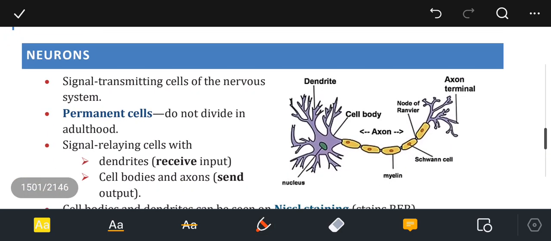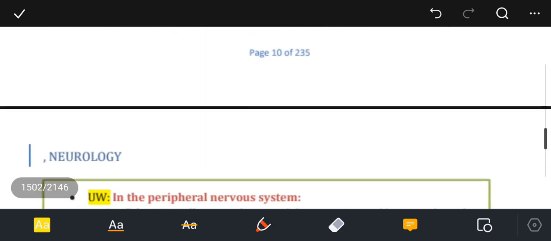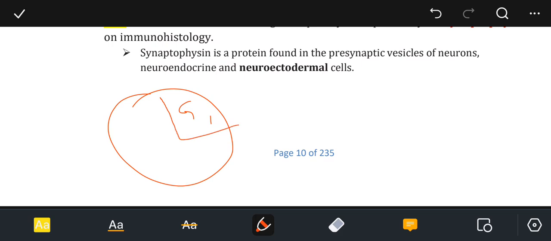Then neurons, the signal transmitting cells of the nervous system. Neurons are the signal transmitting cells of the nervous system. They are permanent cells and they do not divide in adulthood. It means that, as we'll see later on, there are cell cycles. So suppose there is a cell cycle divided into G1 phase, and after the G1 phase we have S phase, and after S phase we have G2 phase, and then we have M phase and so on. So there is a thing called the G0 phase.